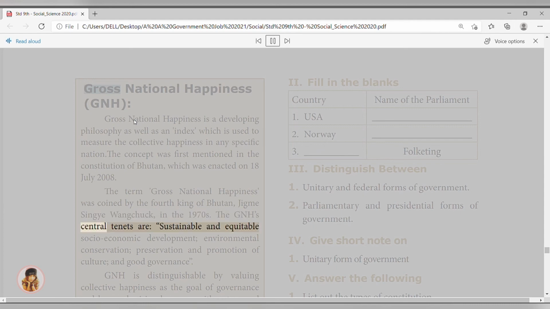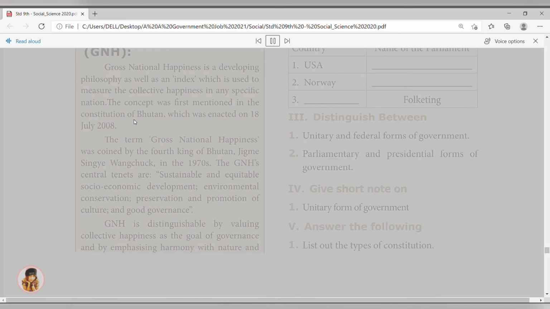The GNH's central tenets are sustainable and equitable socio-economic development, environmental conservation, preservation and promotion of culture, and good governance. GNH is distinguishable by valuing collective happiness as the goal of governance and by emphasizing harmony with nature and traditional values.